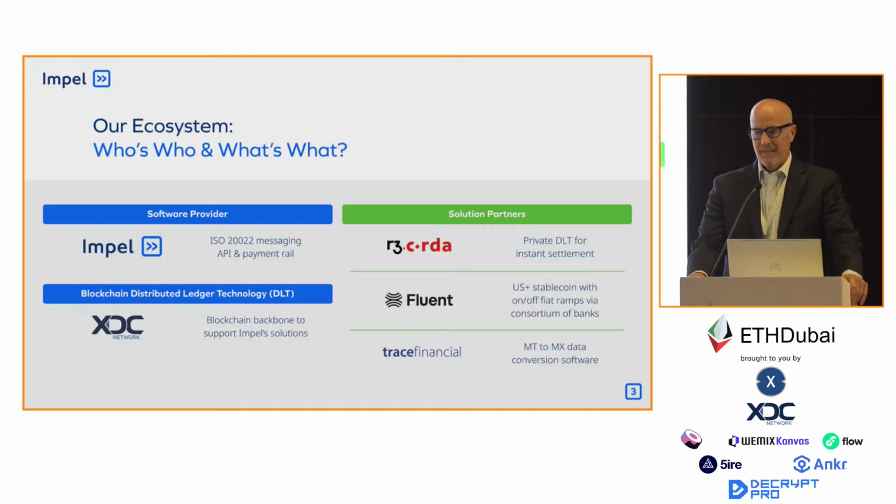Our ecosystem includes Impel, which provides the ISO 20022 API. The XDC network is our blockchain of choice because of the robustness, the security, the speed, and the low operating cost. Our solution partners are R3 Corda, Fluent Finance, and Trace Financial.